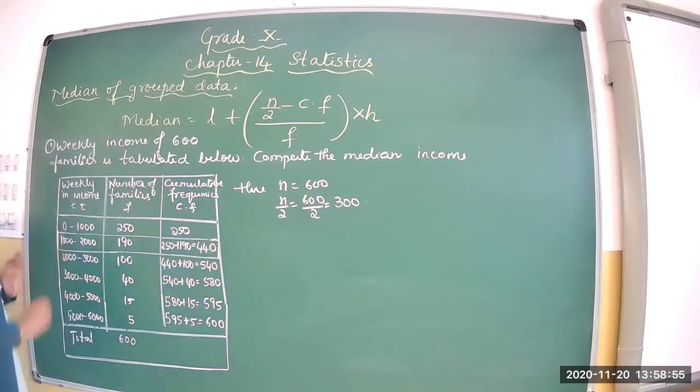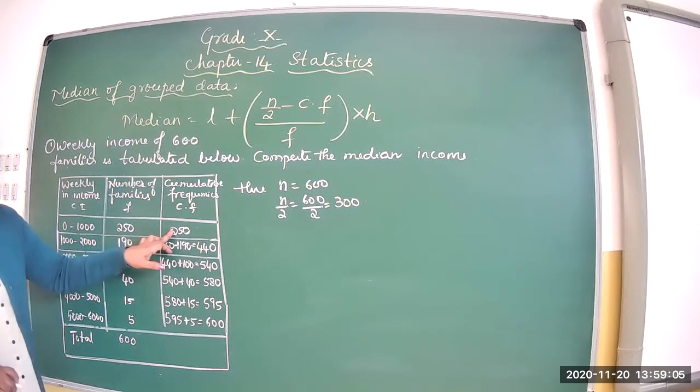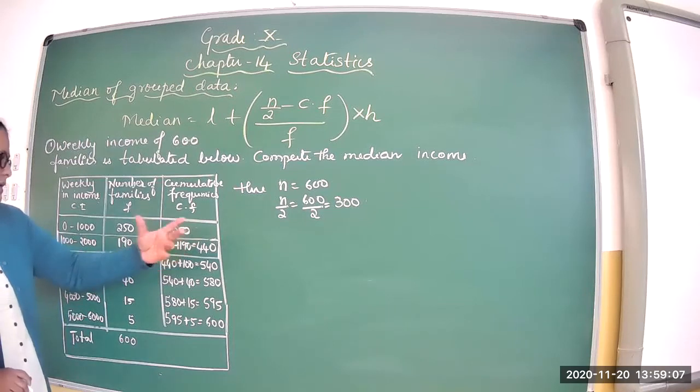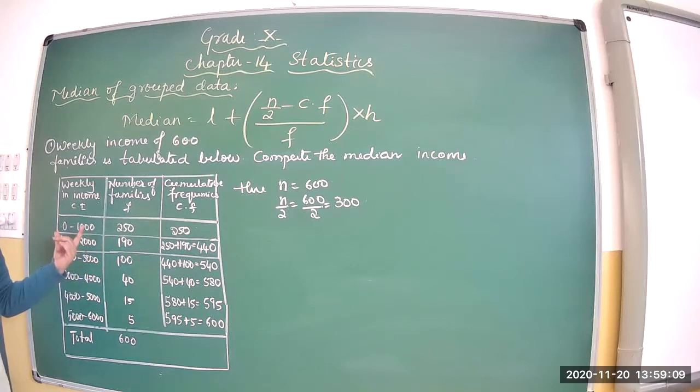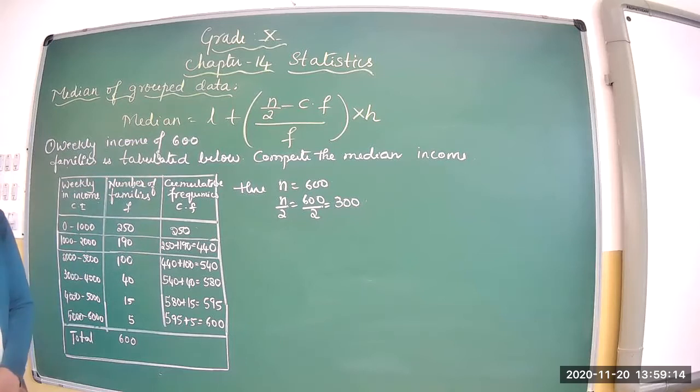So the median class is 1000 to 2000. The frequency of the median class is 190, the cumulative frequency of the preceding class is 250, and the class size is 1000. Now, using the formula, we can find the median.